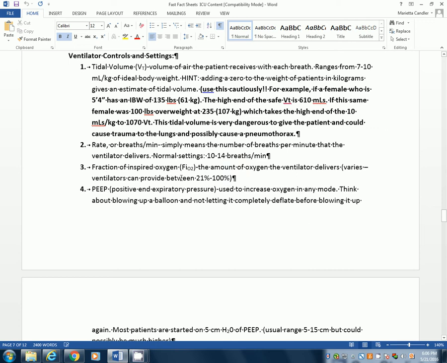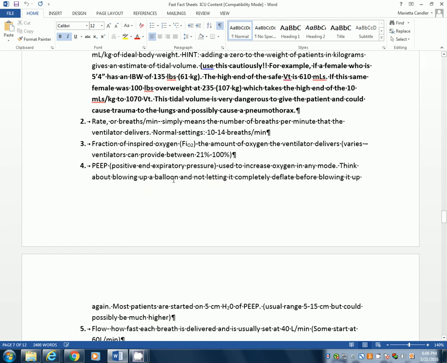Fraction of inspiratory oxygen, which is known as FiO2. That's the amount of oxygen the ventilator is going to deliver, and that varies depending upon the type of ventilator and what setting it's on, but it can deliver between 21 and 100%, whatever the patient's needing.